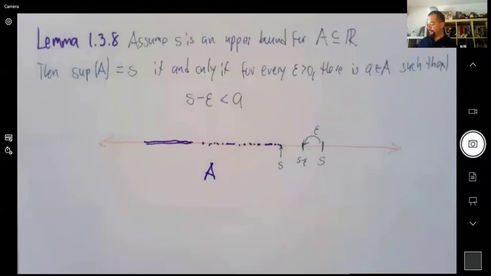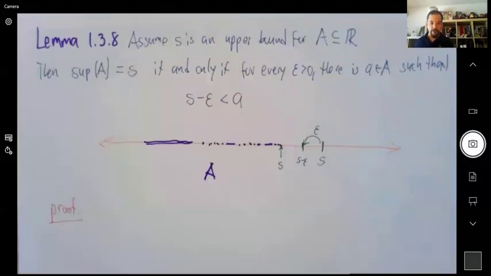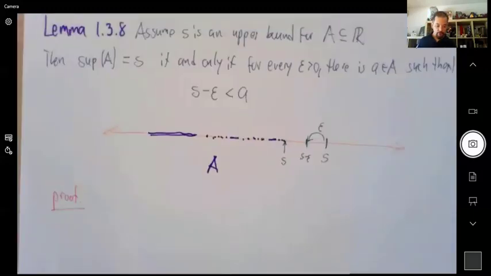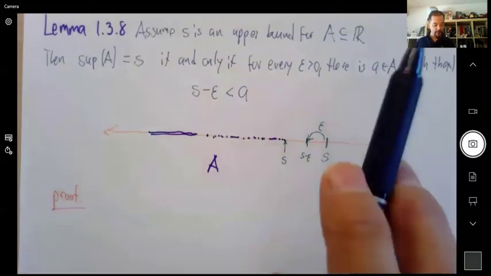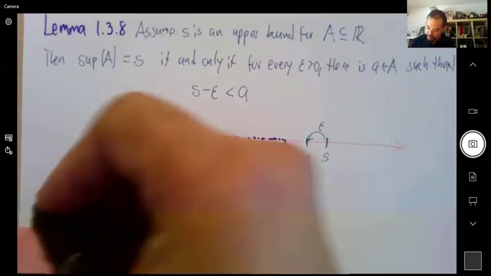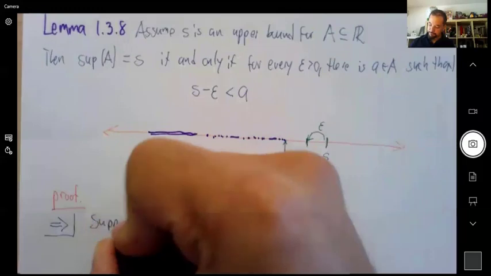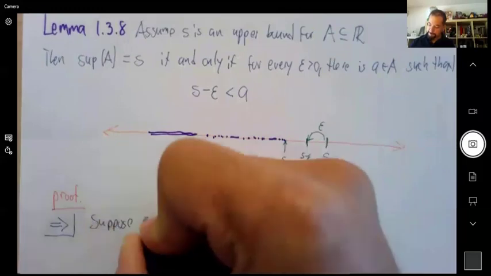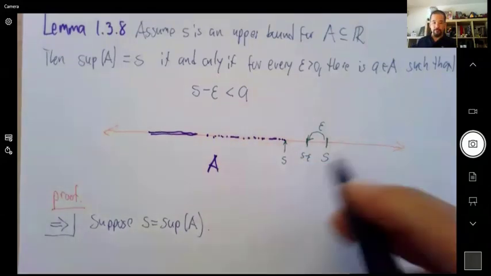So let's go over the proof of it. It's actually a somewhat straightforward proof as well. Here we go. So it's an if and only if statement. So there's two things we need to show. We need to show that if it is the supremum, then it has this property, and that if it has this property, then it is the supremum. So let's start assuming S is the supremum. So we're going in this direction in the if and only if. So suppose S is the supremum, okay? And then I need to show that this property happens.